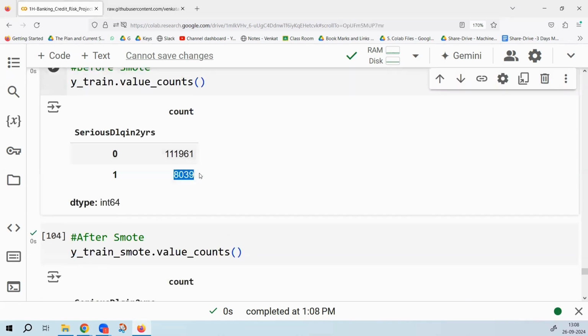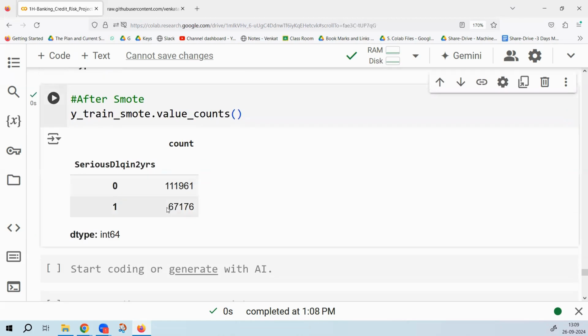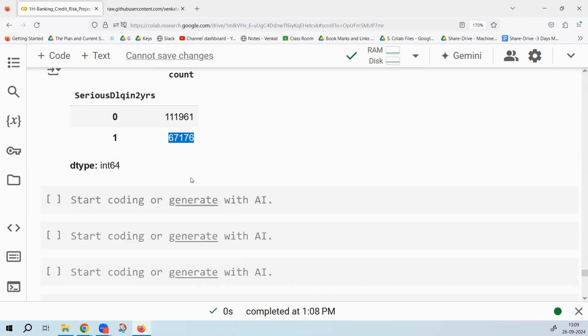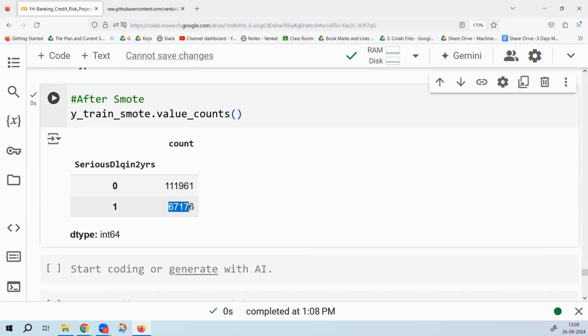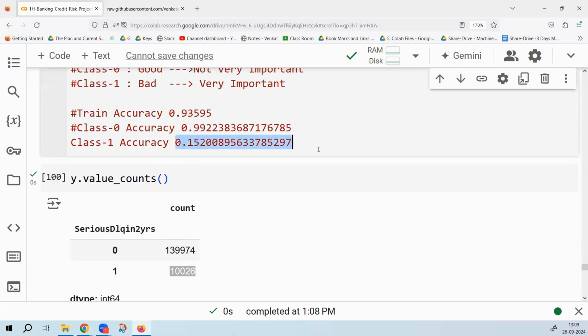So the ones which were 8,000, and zeros which are 1,11,000. I have made 8,000 into what? 67,000. By default, it would make it 1,11,000, the same as zeros, but it is almost like we have made the data 8 times. Why are we doing it? Because the class that we are interested in, that class's accuracy is very, very low.